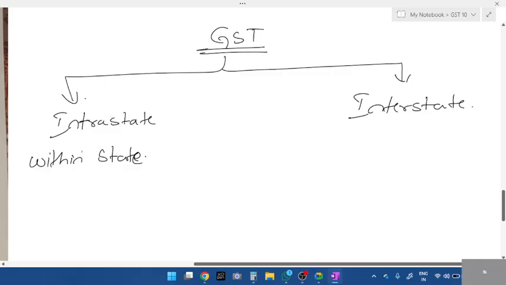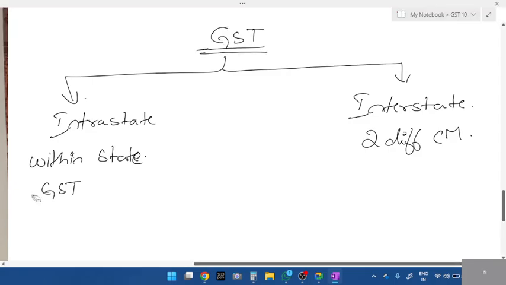So if the transaction happens within the state, that is known as intra. Inter means outside the state, different states, two different states. For two different states, how many CMs do we have? How many chief ministers? Two chief ministers. Then what did I explain? Whenever GST is given for intra-state, it will always be split into two parts: CGST and SGST.